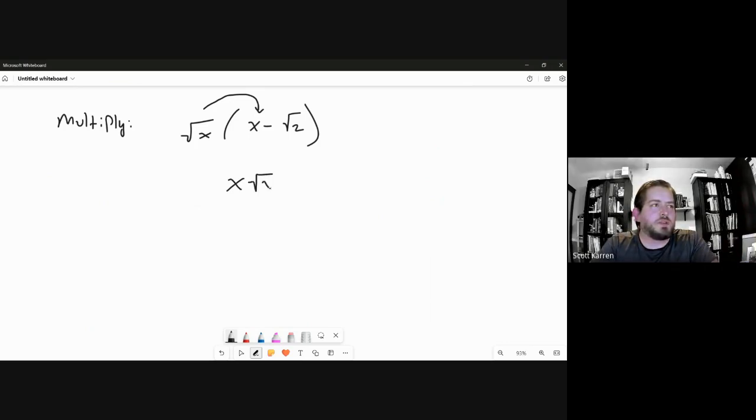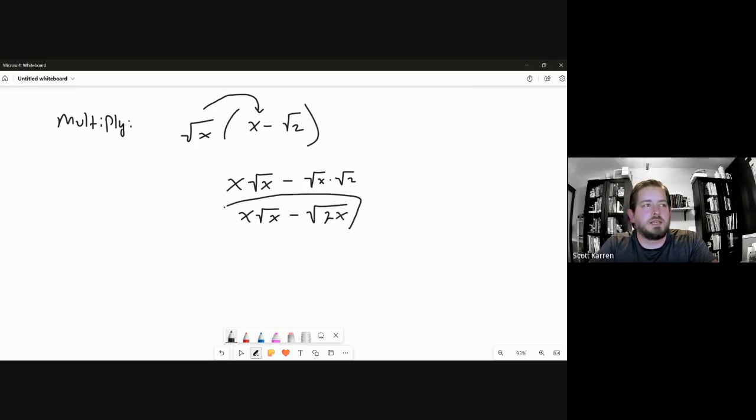Multiplied by the square root of x minus, and this becomes the square root of x multiplied by the square root of 2, but I can combine those. If I have the square root of something multiplied by the square root of something else, I can combine that into one square root of x times 2, or 2x. And I can't combine anything else. This is it. I'm done.